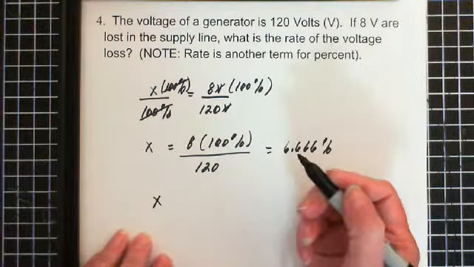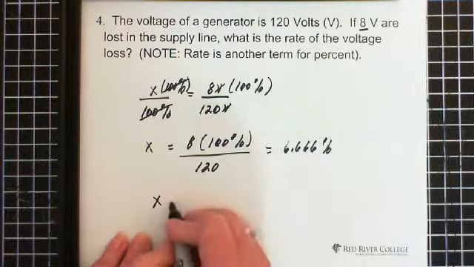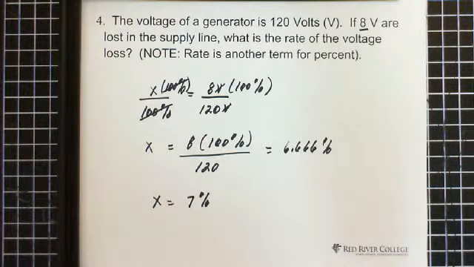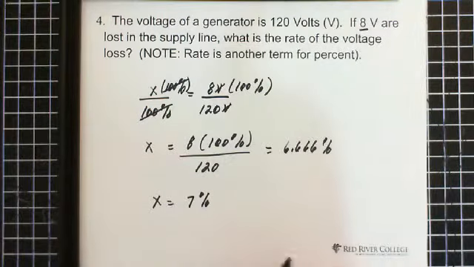Pay attention to our sig figs. Well, we don't have very many here. We have 1. So we're going to go with 7% loss. And that's the amount of loss of voltage with that generator.